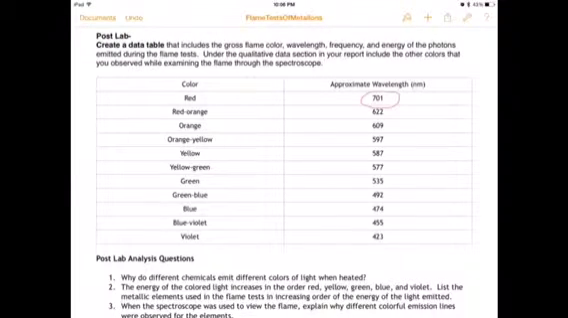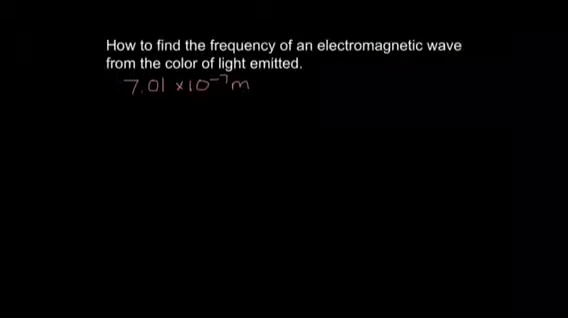You are going to use that information in the next part of this problem to calculate the frequency of a wave. Before you can actually use that number, you have to convert it into meters. And we know that 701 nanometers is equal to 7.01 times 10 to the negative 7 meters. That is the number that we will take with us into the next part of this problem.